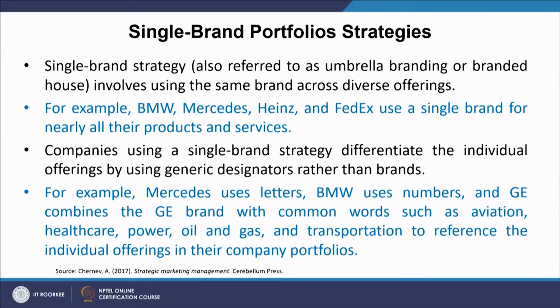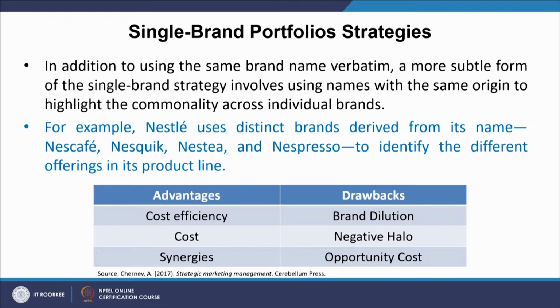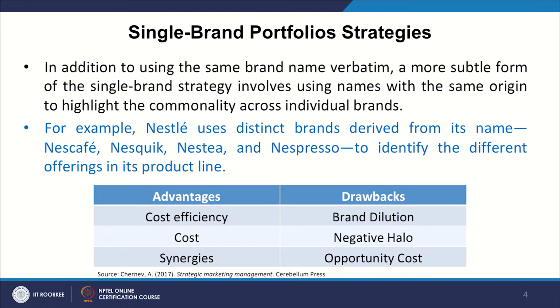BMW also uses numbers. GE combines the GE brand with common words such as aviation, healthcare, power, oil and gas and transportation to refer to the individual offerings in their company portfolios. Now, in addition to using the same brand name verbatim, a more subtle form of the single brand strategy involves using names with the same origin to highlight the commonality across individual brands. For example, Nestle uses distinct brands derived from its name: Nescafe, Nesquik, Nestea, Nespresso and so on.